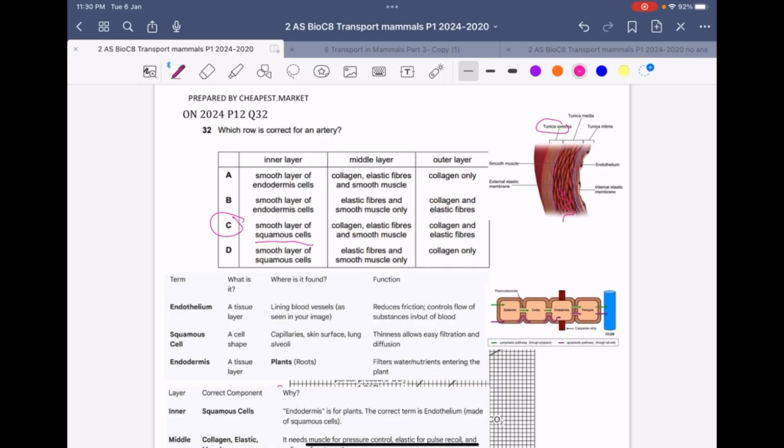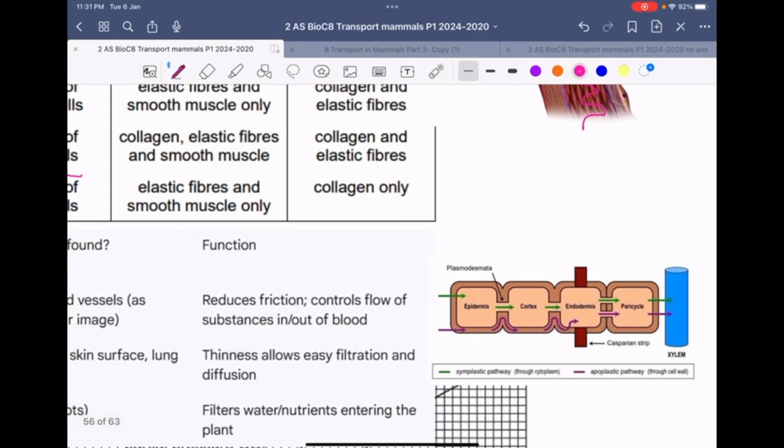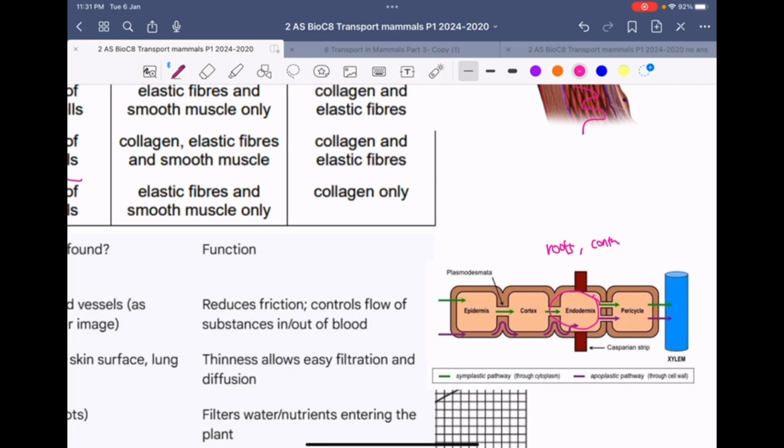So why A and B is wrong? Because A and B talk about endodermis cell. Endodermis cells do not exist in the artery. Endodermis cells are found in the plant tissue, right? So still remember in the chapter 7, plant transport, you learned about the endodermis cell. Yeah. So endodermis cells are found in the plant's roots. Okay, so they can help to control the water and also the nutrient flow, such as the ions, into the plants.